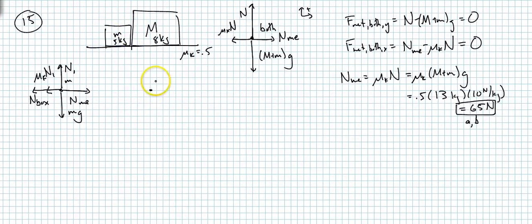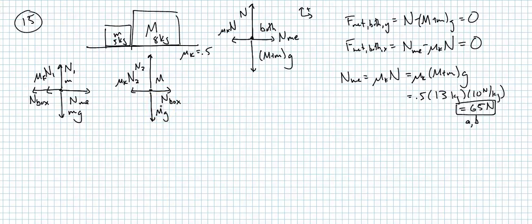If I look at the big box, I have a different n, so this will be n2, and this will be big Mg. The force pushing it forward now is only this n box, because I'm not touching this one. And Newton's third law applies here, right? These are the normal forces between the boxes, so those are equal but in opposite directions. And then the friction is backwards, mu sub k n2. So I'm not exerting a force on that 8 kilogram box at all.